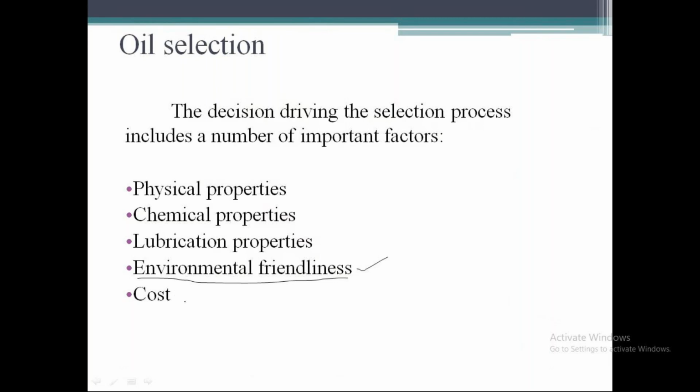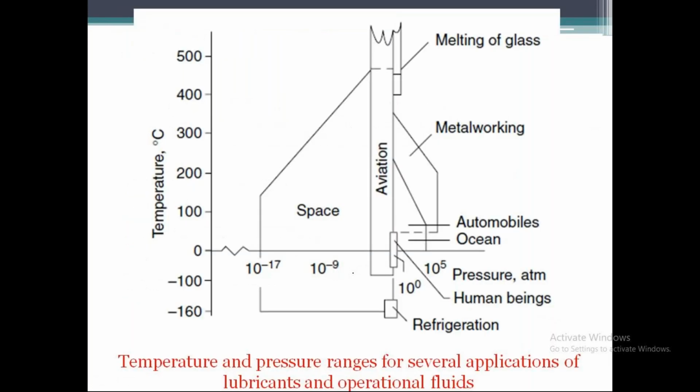Another aspect to be considered is the cost. It should be inexpensive to manufacture. How will you identify the usage? It depends upon the application. For example, with respect to temperature and pressure distribution in the application areas, we have to see which lubricants to choose. For example, in the metalworking area, that is the manufacturing industry, whenever there is a tool and workpiece interaction, the temperature can go to 300, 400, even above that depending upon the material. So here we will use oil plus water plus emulsifier, so that we can carry away the heat also. And we have to see whether it is an automobile industry or not.